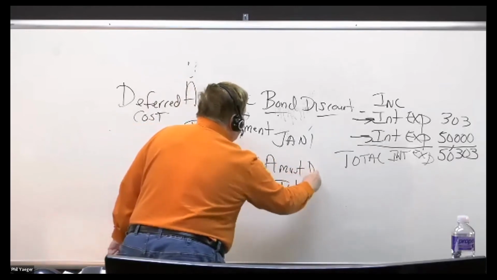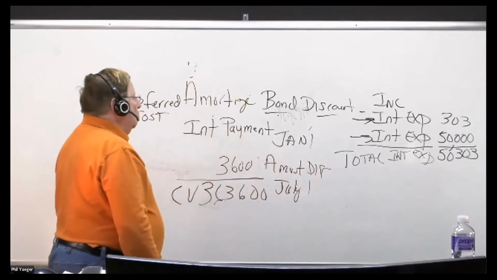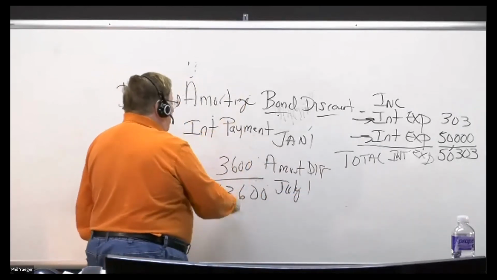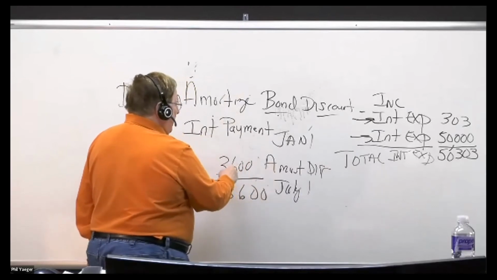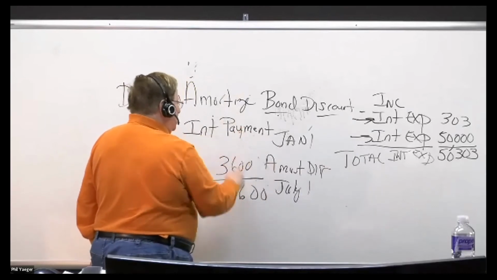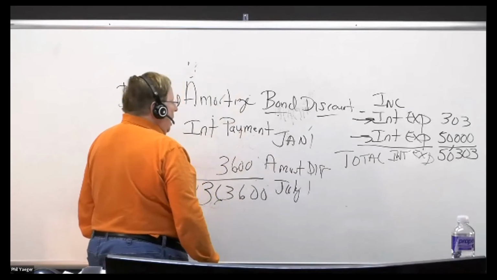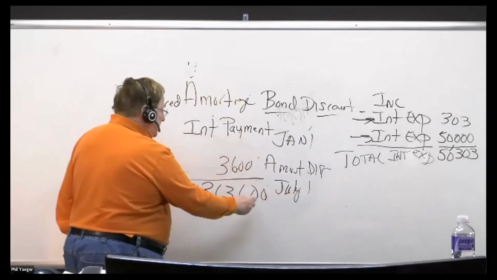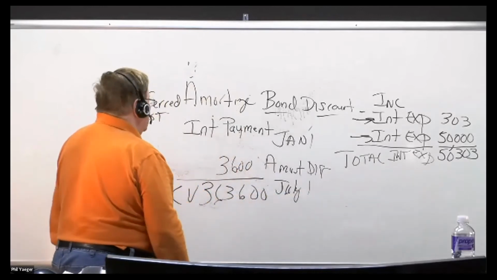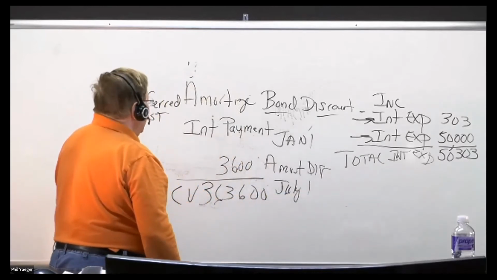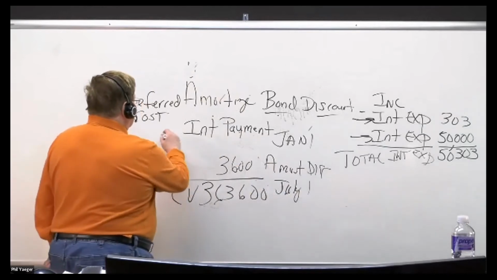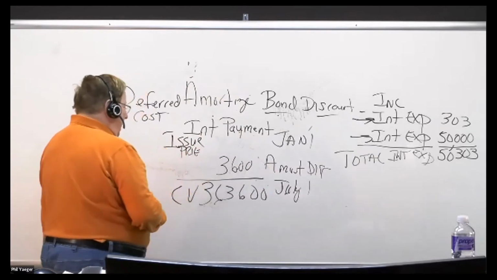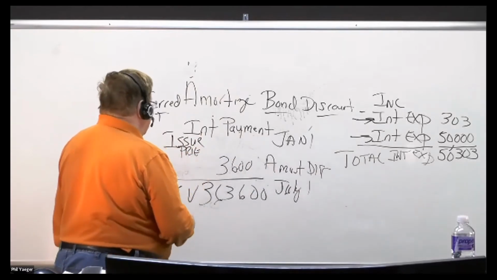Now, we know that when bonds are issued at a discount, what do we do to the carrying value to bring it to the current carrying value? We add it, right? Now, if the carrying value on July 1st is 363.6 and we amortize $3,600 of the discount, how much was the issue price? It would be $360,000.